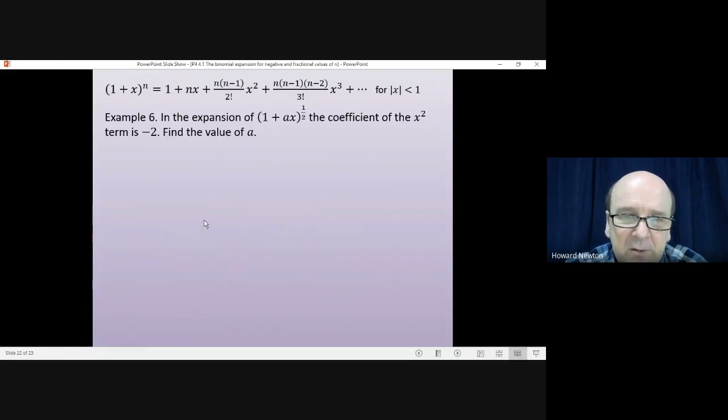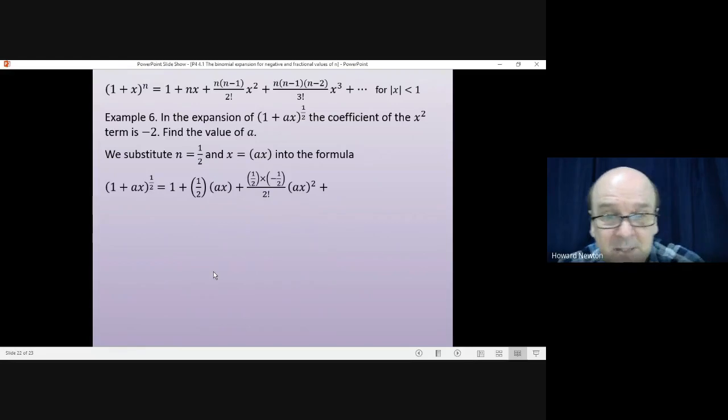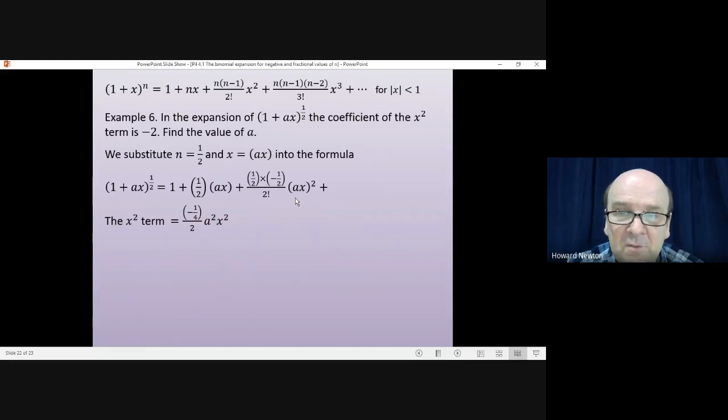Okay, let's have a look. So in this question, n is a half and x is ax. So we're going to have to put n equals a half in the formula and ax into the formula for x. That will give us that. It's the x squared term that we're interested in, so we can ignore everything else. The x squared term is this term here. A half times minus a half is minus a quarter. 2 factorial is 2. And ax all squared is a squared x squared. Multiplying this out means that the coefficient of the x squared term is minus 1/8 a squared.